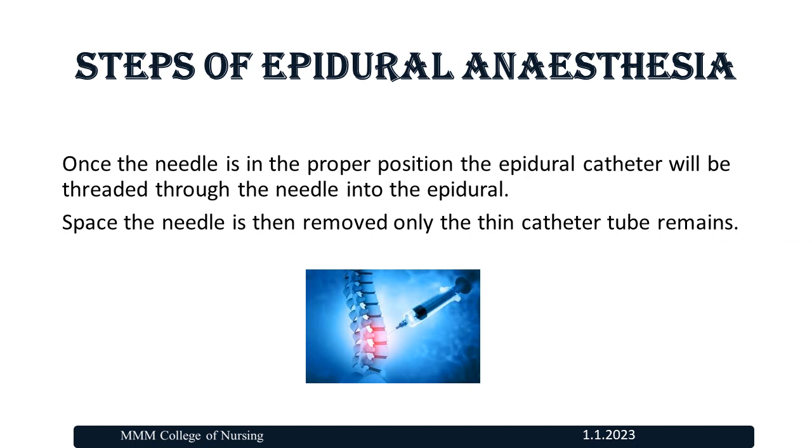These are the steps of epidural anesthesia. With the sterile technique, once the needle is in the proper position, the epidural catheter will be threaded through the needle into the epidural space. The needle is then removed, only the thin catheter tube remains.